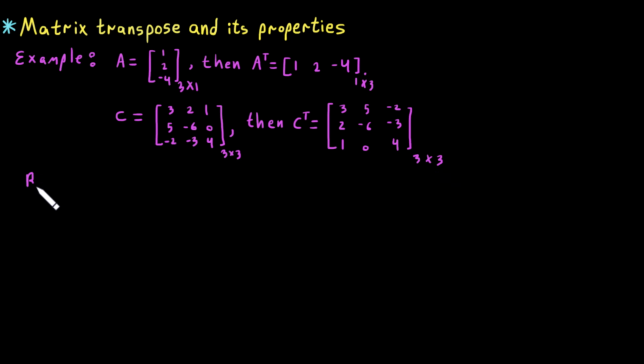So rows become columns, columns become rows. Now let's try the properties.